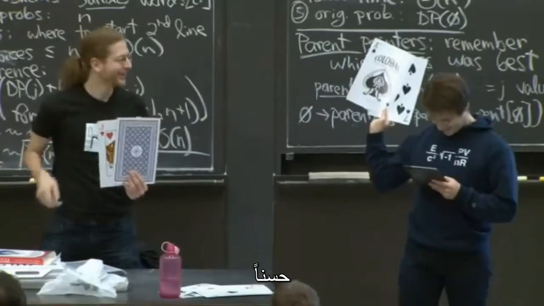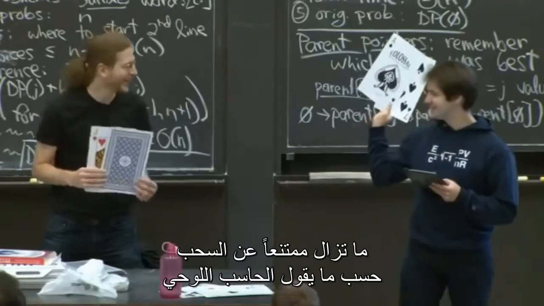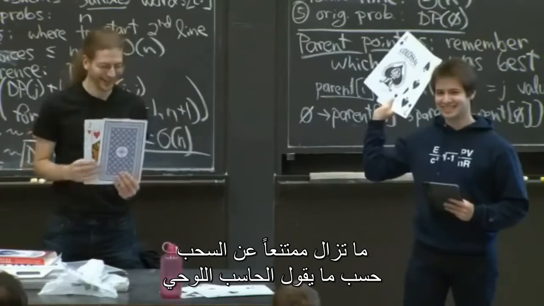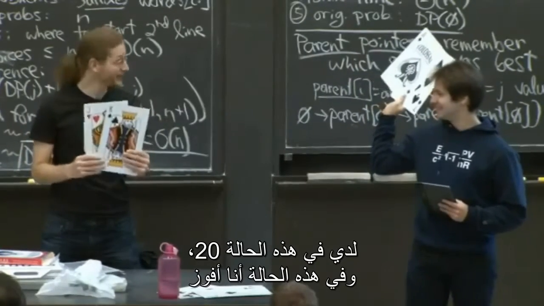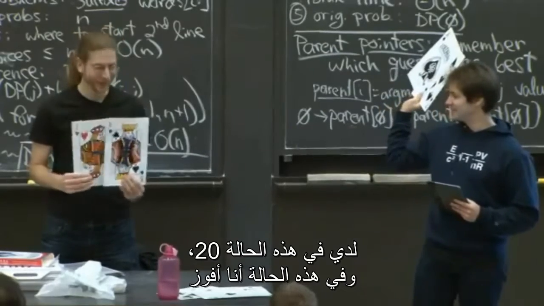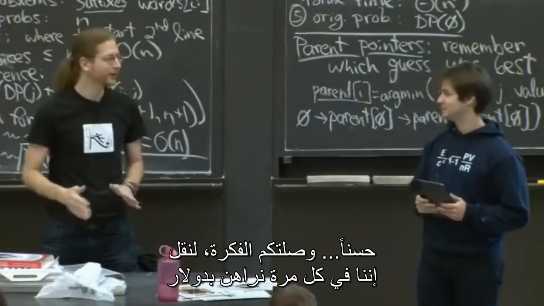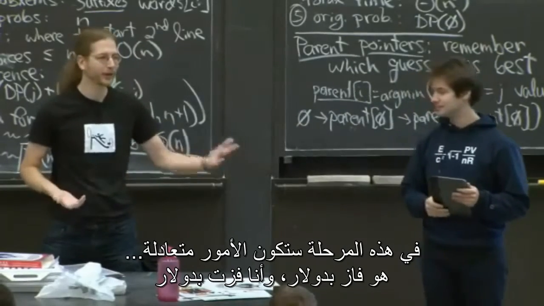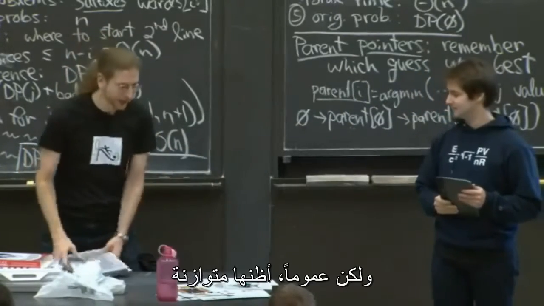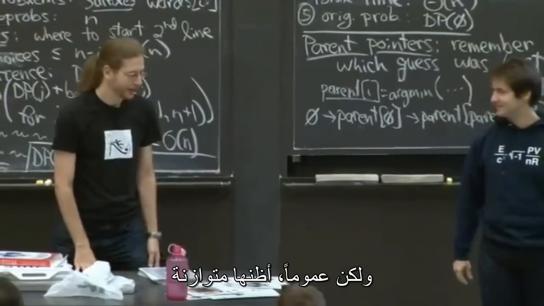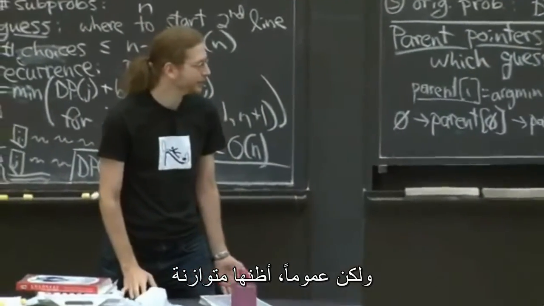All right. I still have to stand. You still stand, according to tablet. So I, in this case, have a 20. And so in this case, I win. All right, so you get the idea. Let's say in each case we're betting $1. So at this point we'd be even. He won $1, I won $1. But in general, I think it's balanced.